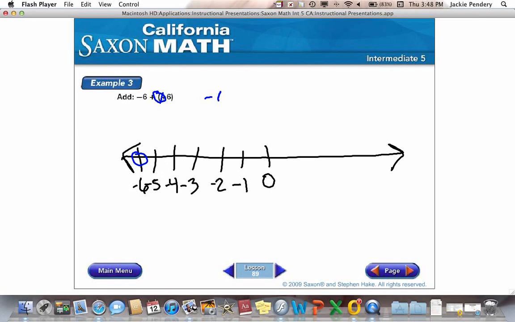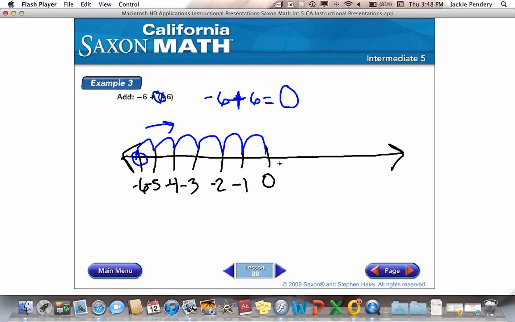Normally you will see it looking like -6 plus 6. And if you don't see parentheses and a negative, you will assume that it is positive. Okay? Most times we don't put the positive sign on a number. So this time I'm going to move to the right because it is a positive 6. So 1, 2, 3, 4, 5, 6, and I land right back at 0.